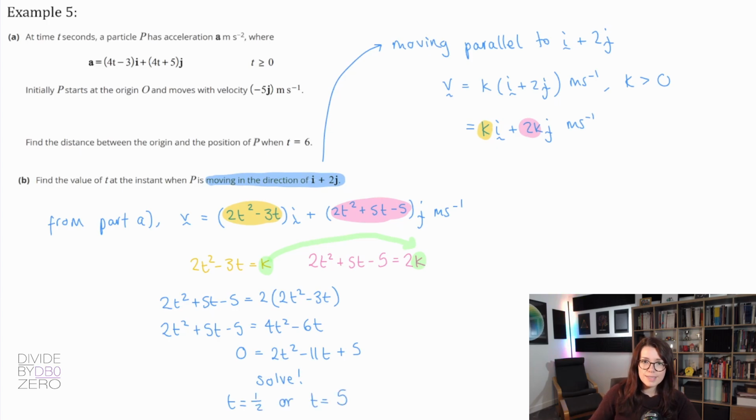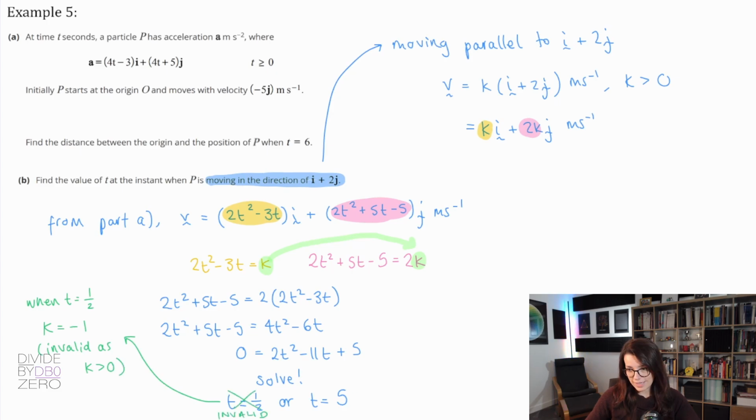Now we've got two potential t values there, but both may not be valid, so we need to check. When t equals a half, k would be equal to minus 1, so this means it's invalid. As we said, k has got to be greater than 0. So this solution is invalid. This one, when t equals 5, k is 35, and that's fine. So the final answer is t equals 5 seconds.